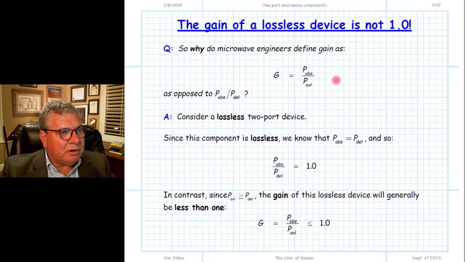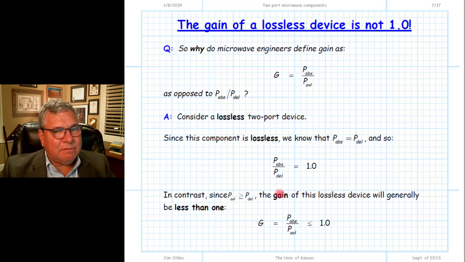In microwave engineering, though, we typically use this gain defined as the power absorbed by the matched load to the power available from the matched source. Why is that? Well, consider a lossless two-port device. If our two-port device is lossless, then we know the power absorbed is going to be equal to the power delivered. Whether it's a, quote, matched source or not, this is going to be the case. And so for any lossless two-port device, matched or not, we know the ratio of the absorbed power to delivered power is equal to 1.